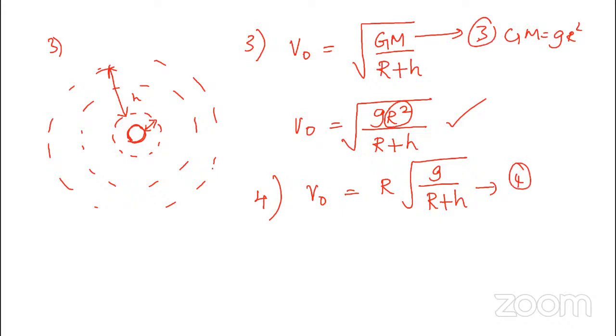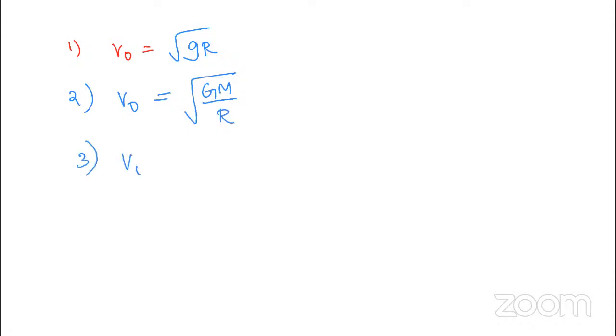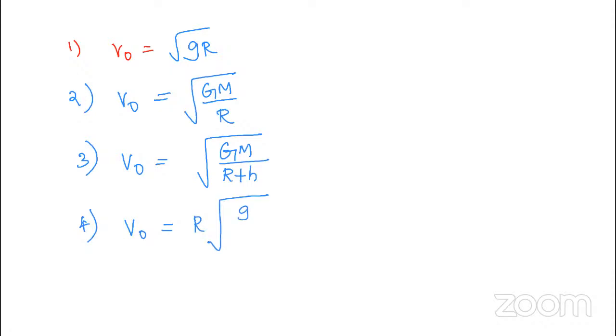These 4 equations are very, very important. Let us now write the 4 equations. V naught is equal to square root of g into R. This is the first equation. Second equation, V naught is equal to square root of GM by R. Third equation, V naught is equal to square root of GM by R plus h. Fourth equation, V naught is equal to R into square root of g by R plus h. These 4 equations are very important, so you must write them down in your notebook. The 4 equations are clear.